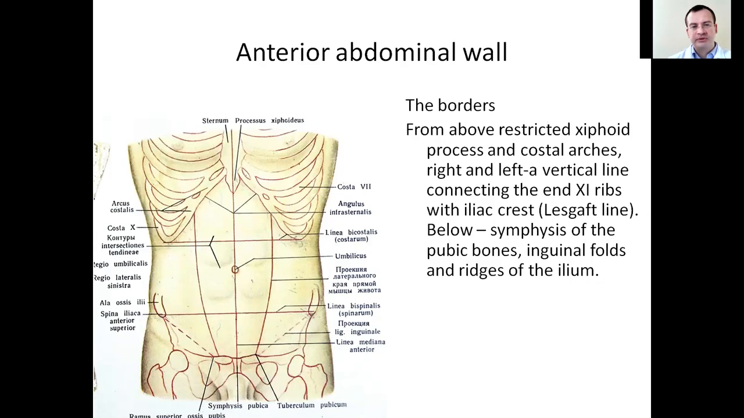The anterior abdominal wall is bordered from above by the xiphoid process and costal arches, on the right and left by a vertical line connecting the end of the 11th rib with the iliac crests, and below by the symphysis of the pubic bones, the inguinal fold, and the ridges of the ilium.